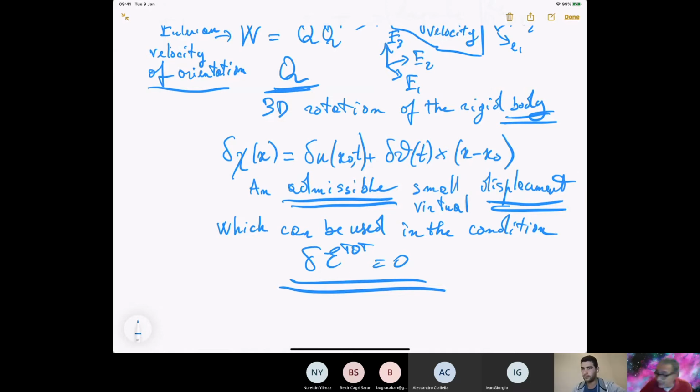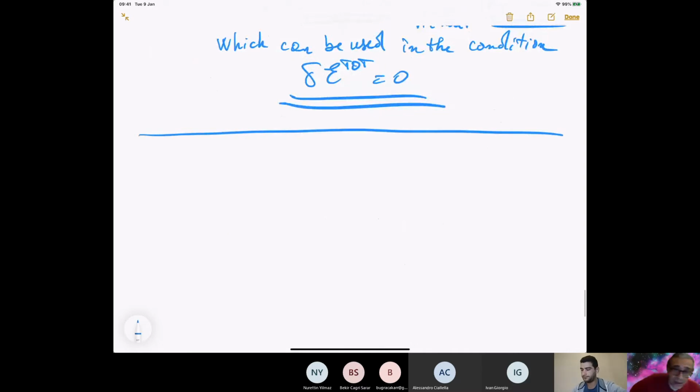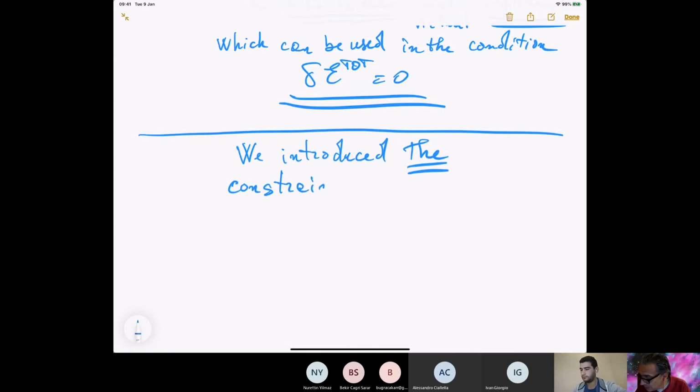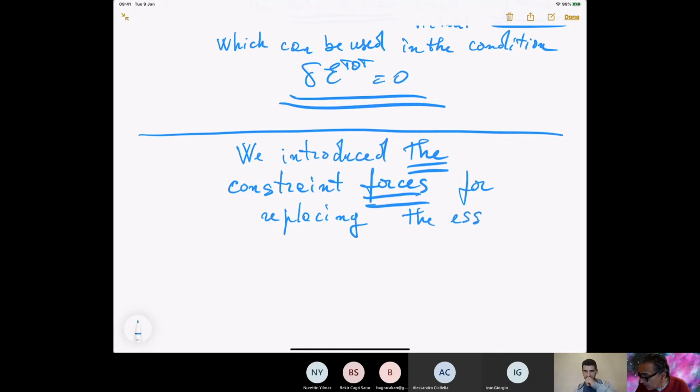Okay. Now the delicate point. So now we go back to our reasoning of yesterday. Yesterday we introduced the constrained forces for replacing the essential boundary condition.